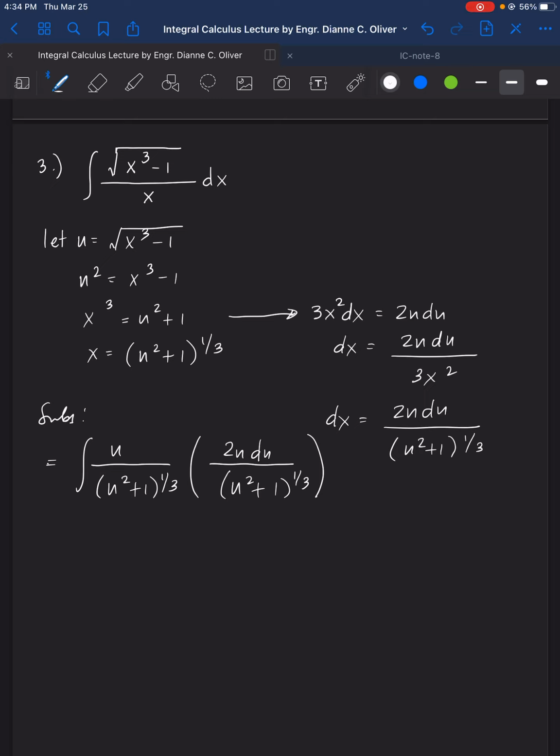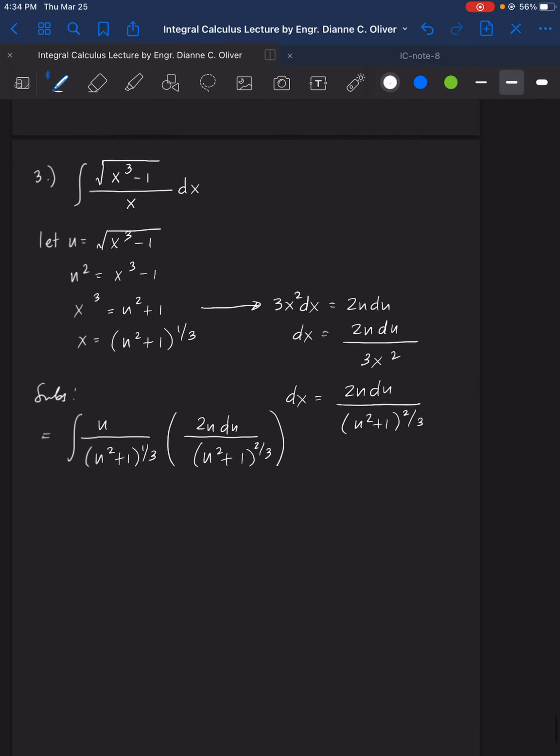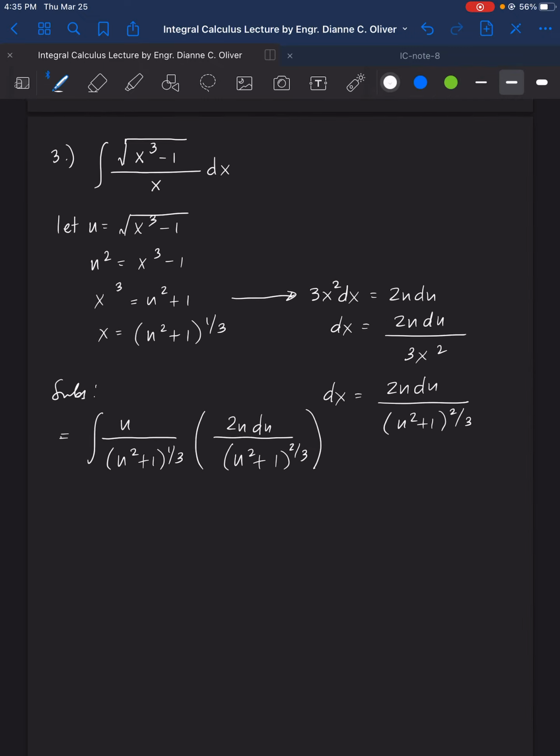No, it's not 1/3, it's 2/3. Why? Because 3x squared. Here it's 2/3. Okay. And that's why I encourage you to have a cleaner solution sheet so as to see these kinds of mistakes.